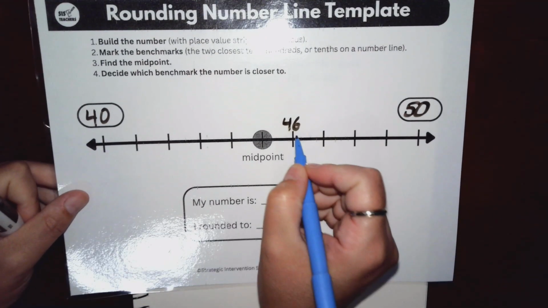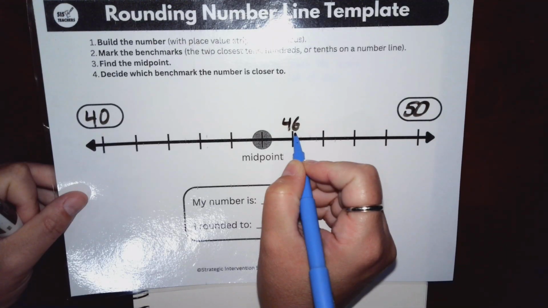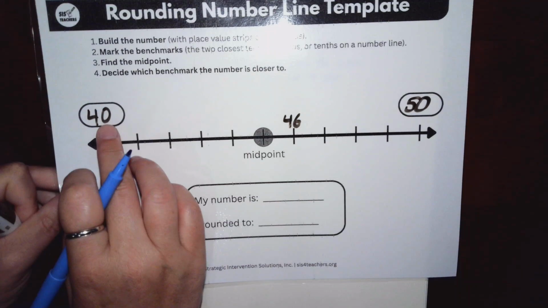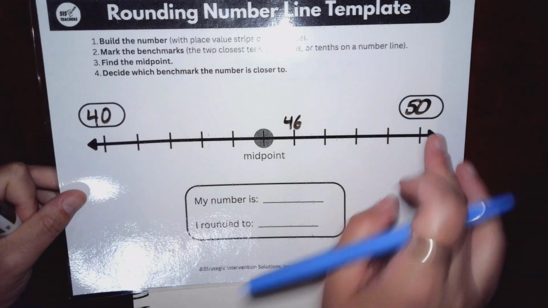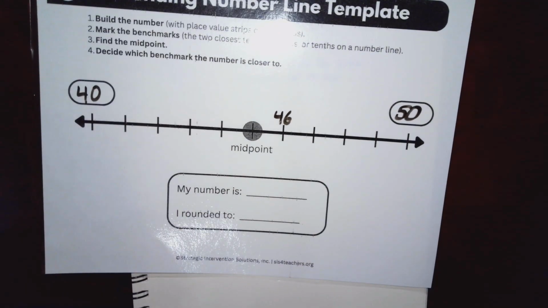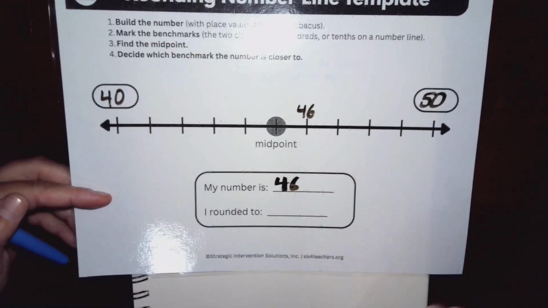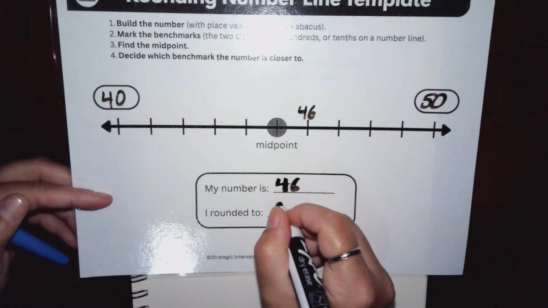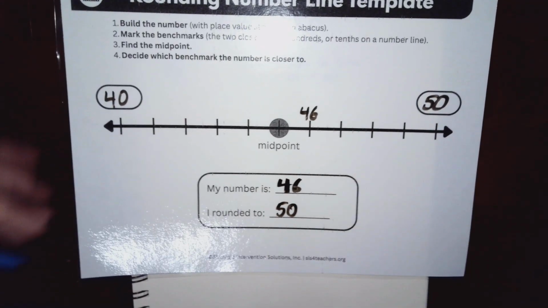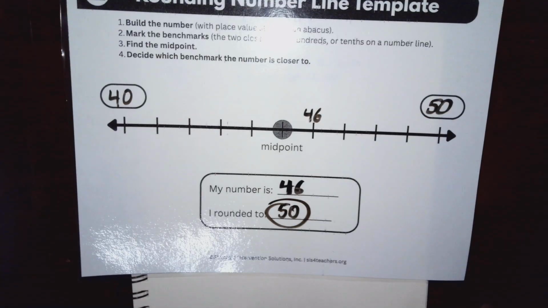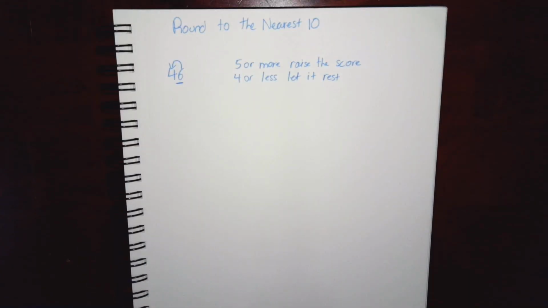So here we're definitely in our ones place above the 5. We're at the 6. So what are we going to do? Are we going to let it rest? And are we closer to 40 or are we closer to 50? So our number is 46 and we are closer to 50. So when we round to the nearest 10, 50 is what we're rounding to.